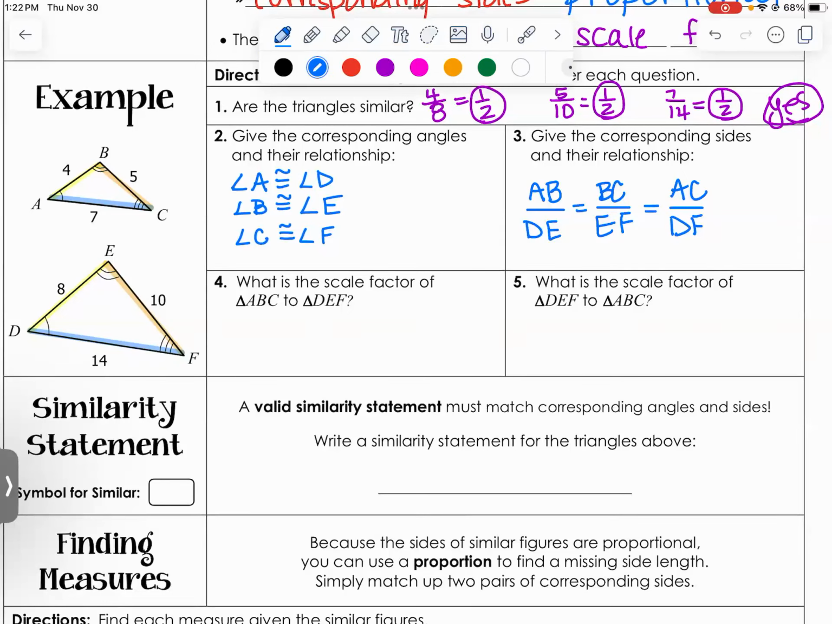Okay, so for example, if I ask you for the scale factor from ABC to DEF, I'm gonna pick one pair of sides. Tony, pick me one of the sides from ABC. 4, 5, or 7. 5. Okay. And what does 5 correspond with? It corresponds with.